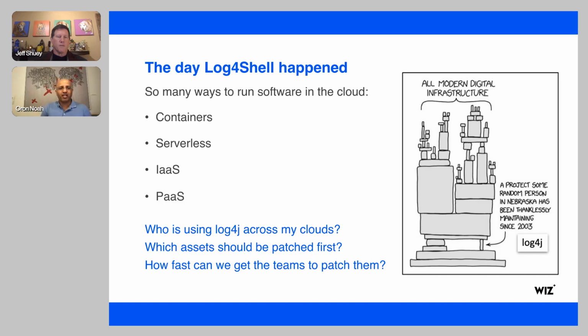Yeah, Jeff, Log4Shell basically happened last December. It was a week before Christmas, when Log4Shell, a CVE with a score of 10, shocked the world. Many customers and security people around the globe asked themselves, where do I have Log4Shell in my environment? That sounds like a simple question, but it's more complicated in the cloud because there are many ways you can run software in the cloud. You can run it in a container, in serverless, infrastructure as code, platform as code, and most customers have a multi-cloud strategy, right?